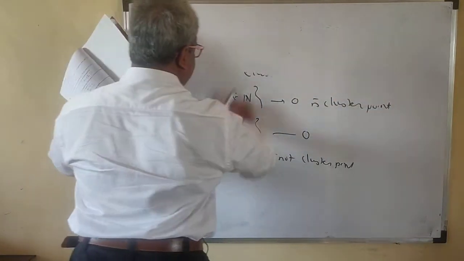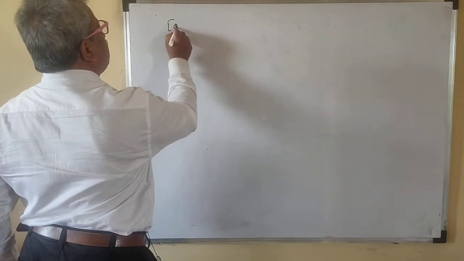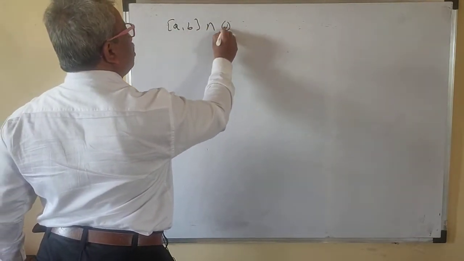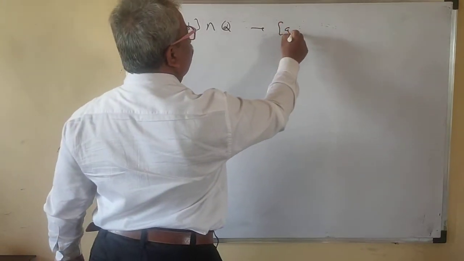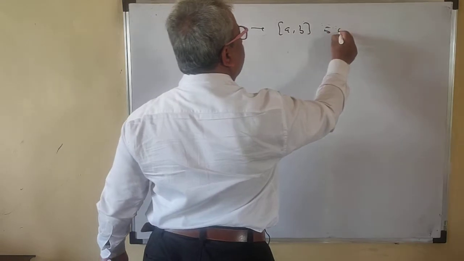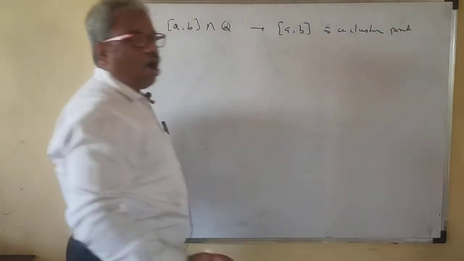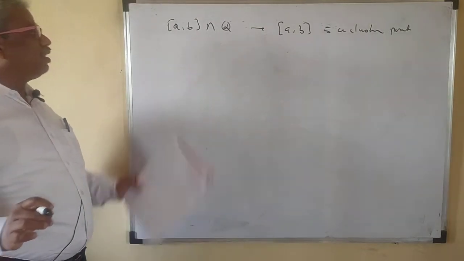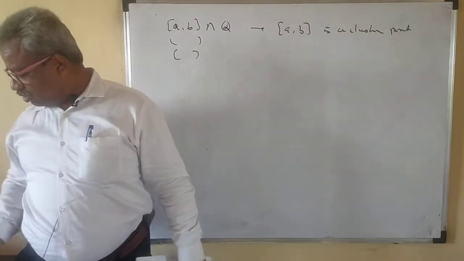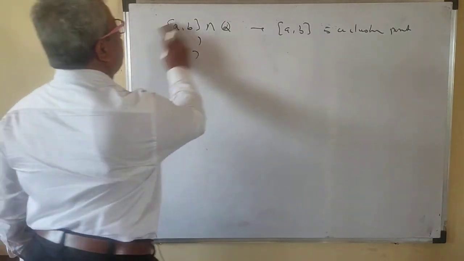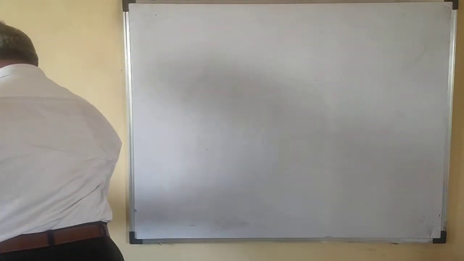So if you have a set like this, (a, b) intersection Q, the set of rational numbers, then the closed interval [a, b] points are each a cluster point. That means all numbers between a and b, including a and b, are the cluster points. This may be open, may be closed, whatever. If the intersection with Q, rational numbers, is there, then only the points between a and b are the cluster points. Note this.